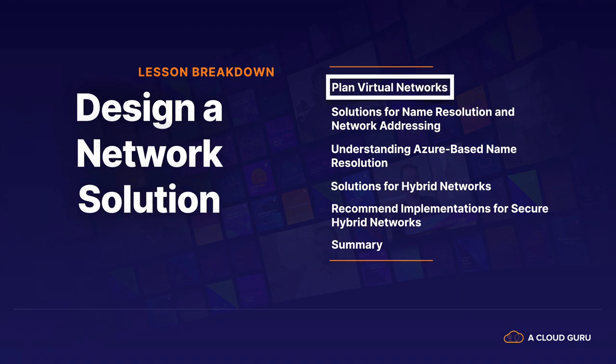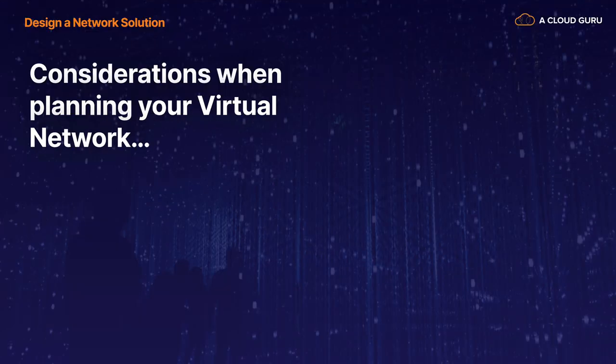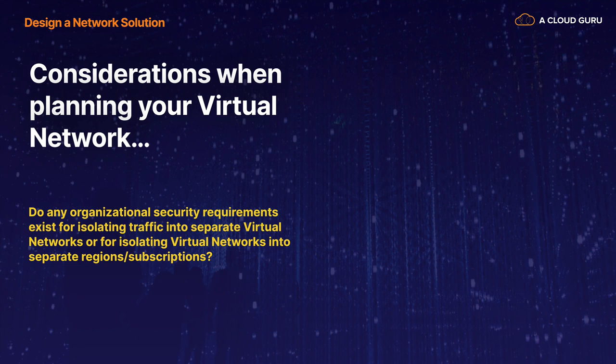This lesson is going to be about planning virtual networks. So when you're going to lay out a virtual network in Azure, there are a few things you need to keep in mind. First off, do you have any organizational security requirements for isolating traffic? Meaning, do you have, say, dedicated users on-prem or elsewhere that need application access and that traffic needs to be restricted so that only those users can actually access the app? That'd be a good example of why you would want to make these restrictions.